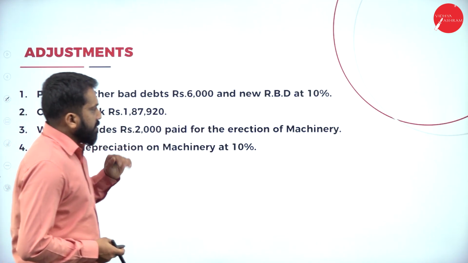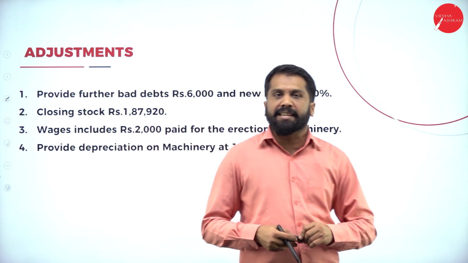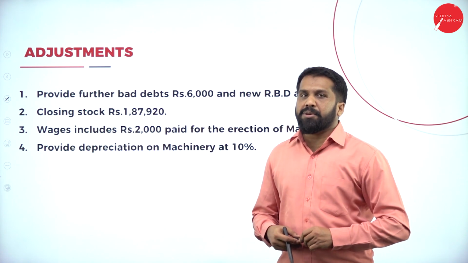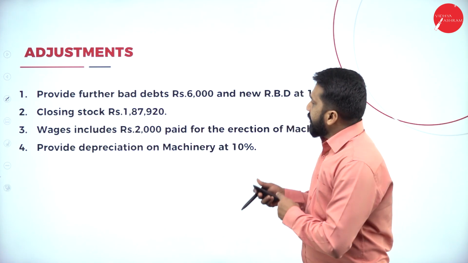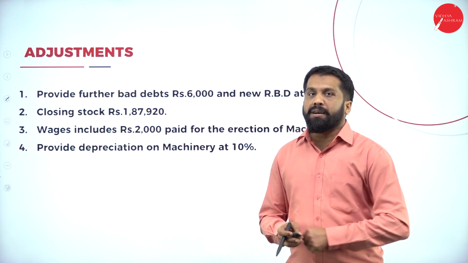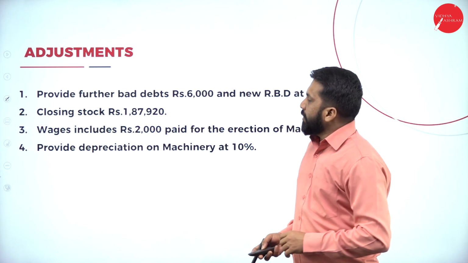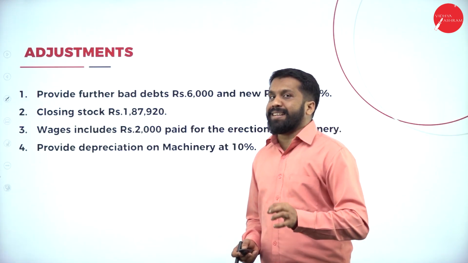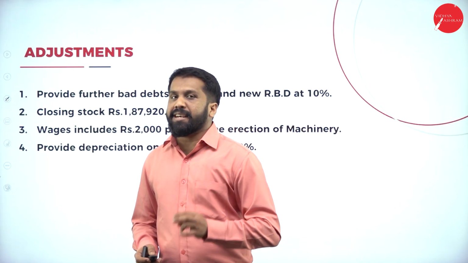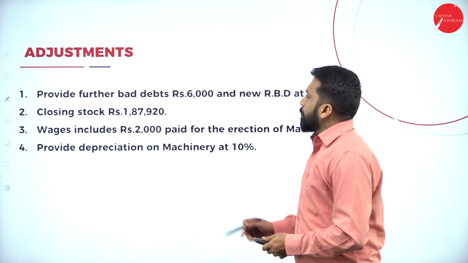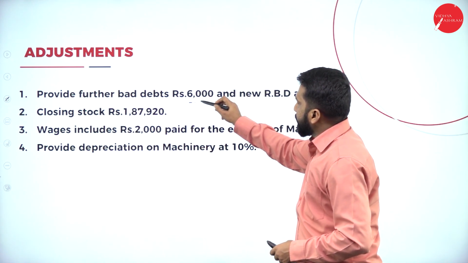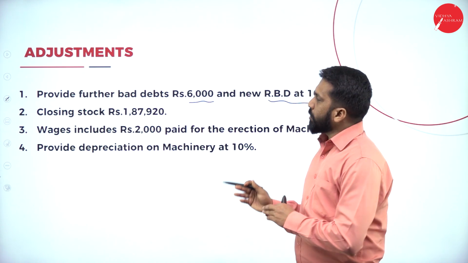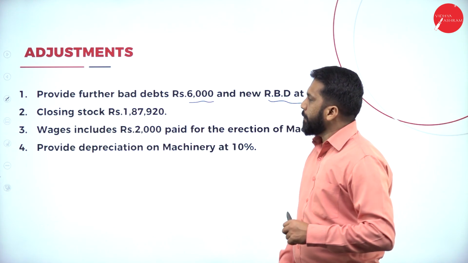Now, these are the adjustments you have. As I told you, along with the format and the question, they will ask you adjustments also. Remember, adjustments come twice. Whatever is there in the table, we take it once, but whatever is there in the adjustment, we take it twice. Now, provide further bad debts 6,000 and RBD at 10%. What we should do will come later.